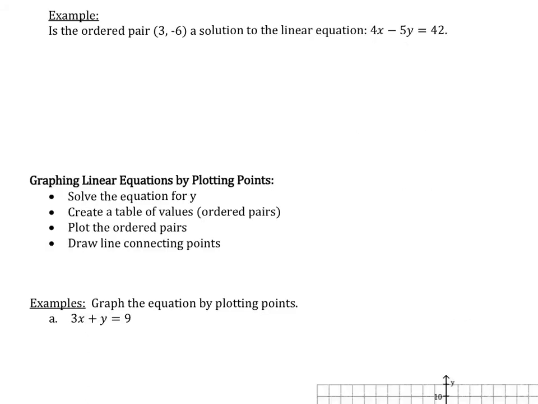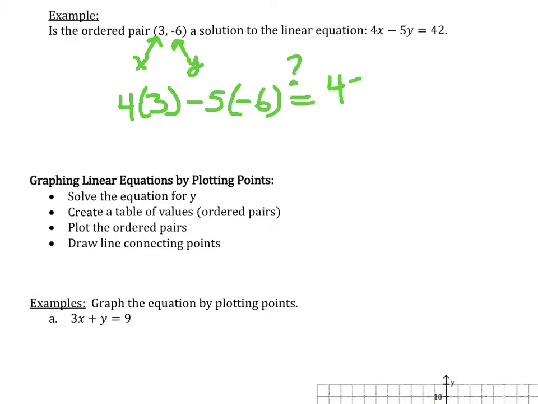In this example here, it says, is the ordered pair 3, -6 a solution to the linear equation? All right? And my linear equation here is 4x minus 5y equals 42. Well, I'm going to remember that the thing in my first spot is my x, and the thing in my second spot is my y. So I'm going to substitute 3 in for x. So I'm going to have 4 times 3. And I'm going to substitute -6 in for y. So I get minus 5 times -6. And I basically want to determine if this really equals 42.